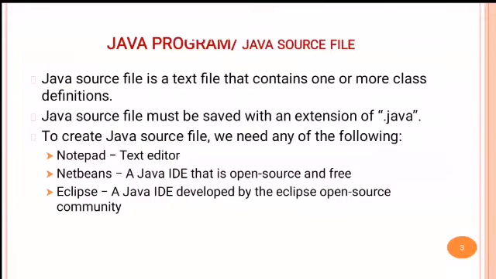This is the introduction about the Java source file. A Java source file is nothing but a text file that contains one or more class definitions. This Java source file must be saved with the extension .java. If you want to create the source file, you have to use editors. The editors are Notepad, NetBeans, Eclipse. Using these editors, we can create the Java program.